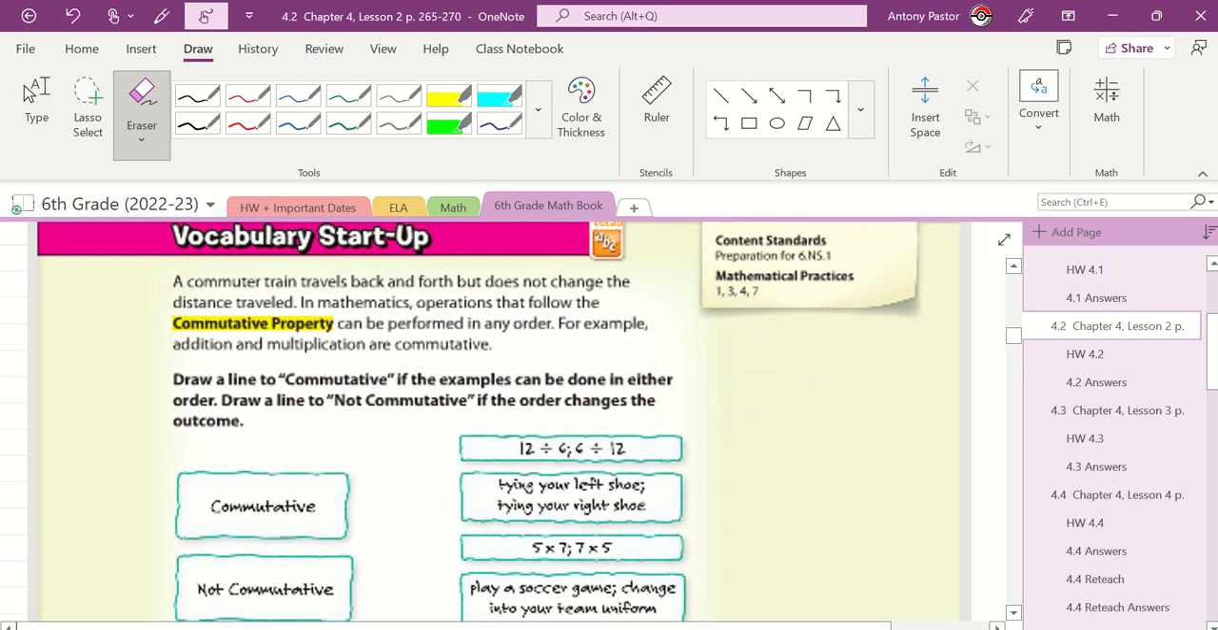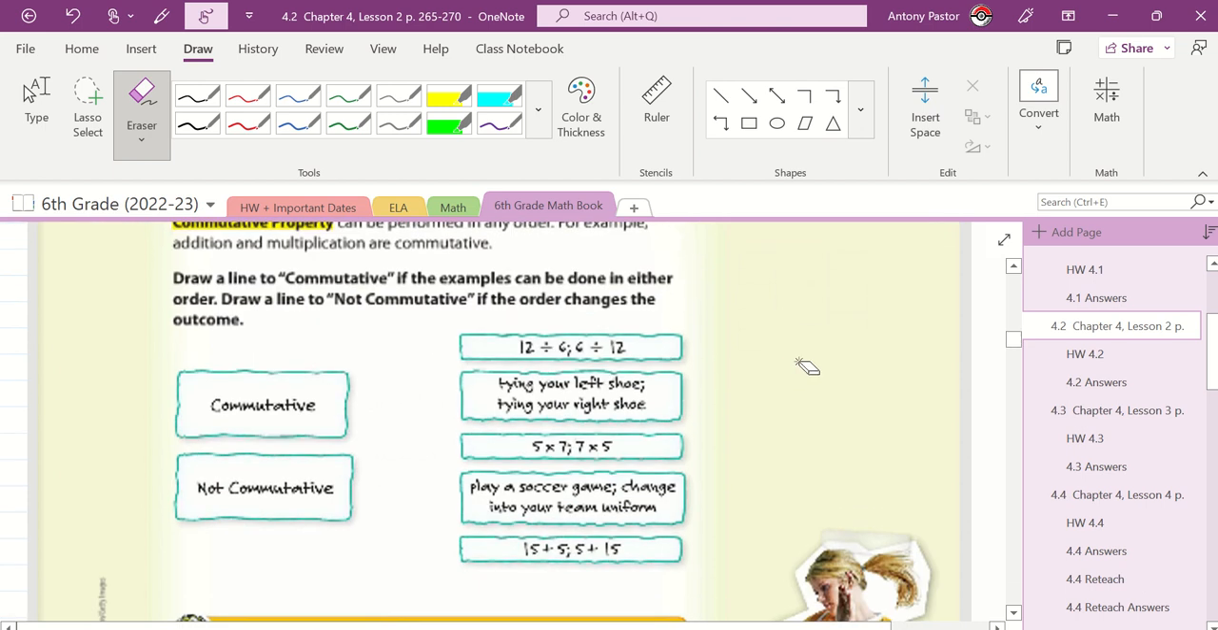So looking at our textbook, what is commutative and what is not commutative? 12 divided by 6, 6 divided by 12, not commutative. Division, the order does matter. Those are two completely different problems with two completely different answers.